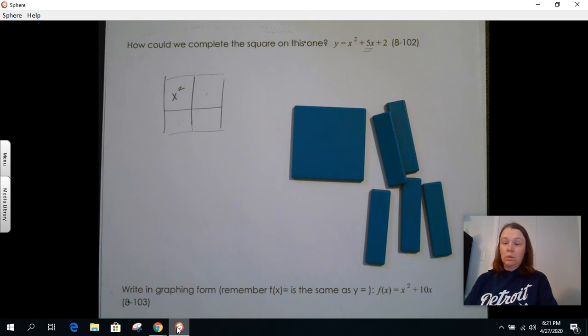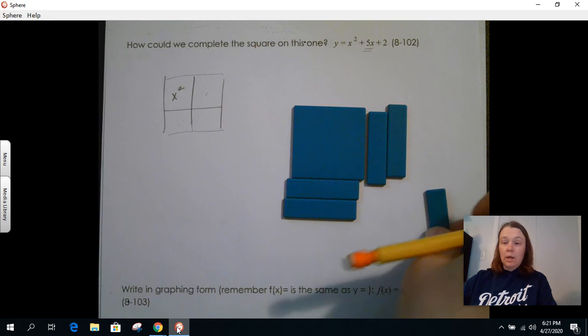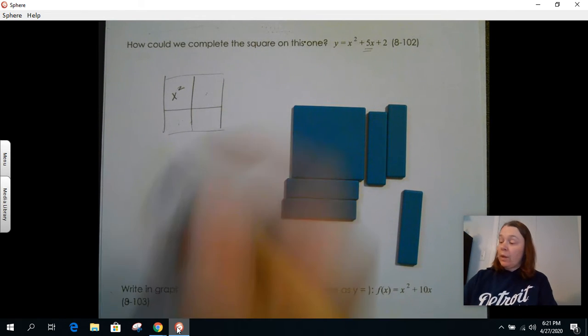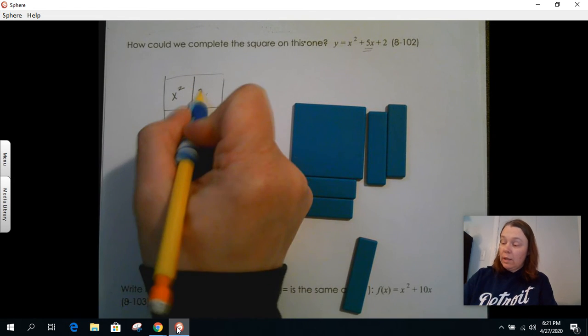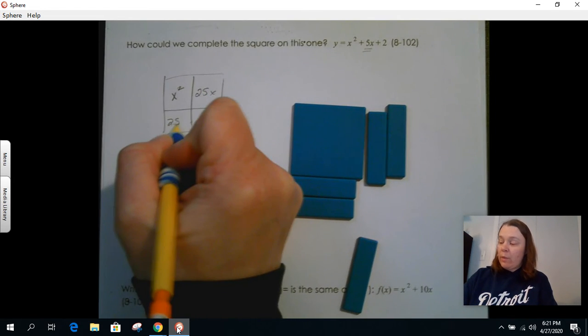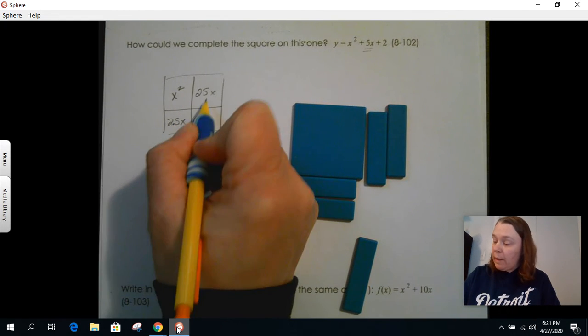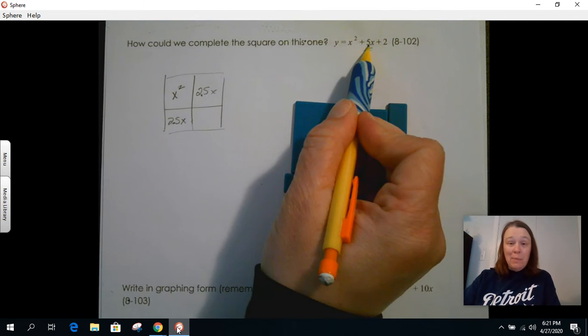I mean, I could put 2 here and 2 here, but what about this? I don't have anything that's going to break this. But imagine what would that have to be? I'd have to split it in half. So I'd have 2.5x and 2.5x. So this is why we need another way besides just the tiles, because obviously I'm not going to cut that tile in half, right? The idea is it's always half that middle.